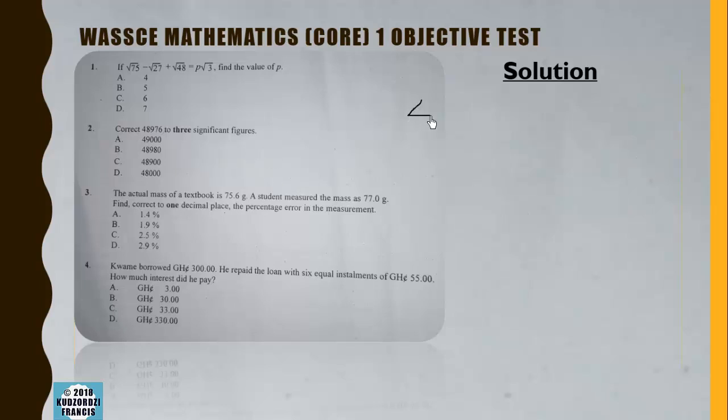So we want to correct this to 3 significant figures: 4, 8, 9, 7, 6. So the 4 is significant, 8 is significant, so we have 1, 2, 3 over here. 7 is more than 5, so we add 1 to 9, which is 10. We carry it over to 8, which is 9. So we get 4, 9, 0, and we replace these ones with zeros. So we get 49,000.